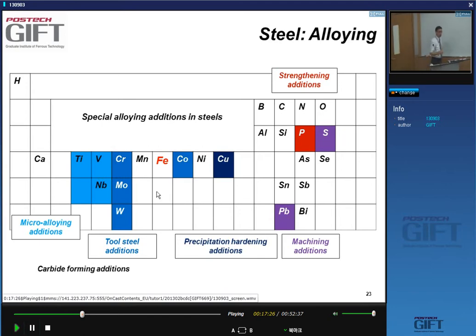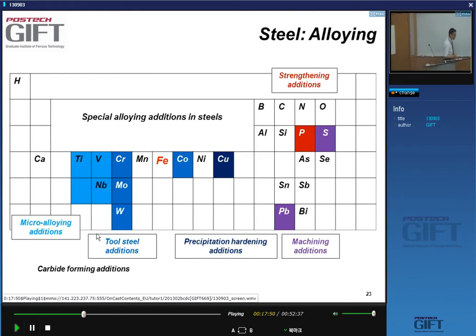So for instance, if we want to have very low alloy levels, very low carbon levels, but have a strong material, we will very often microalloy these steels with titanium, vanadium, niobium, so that these elements form carbides or nitrides or carbonitrides in the microstructure and give us precipitation strengthening and grain refinement.